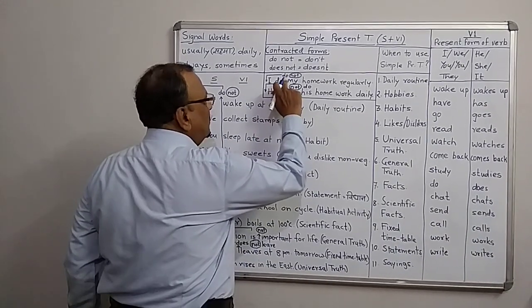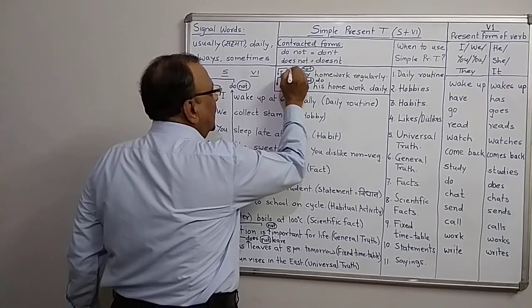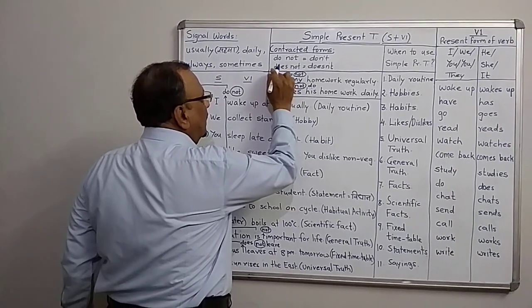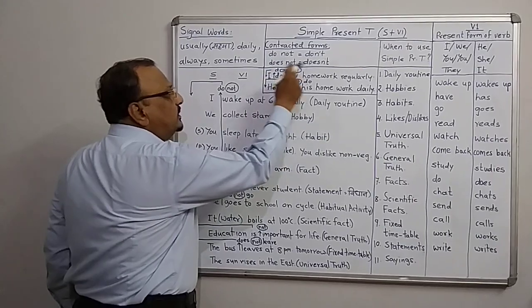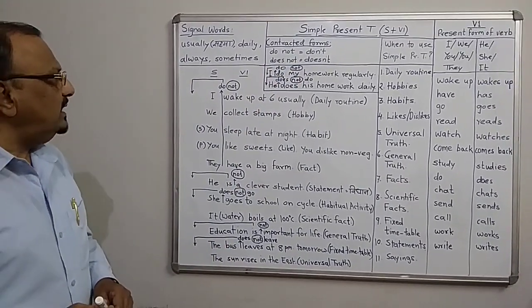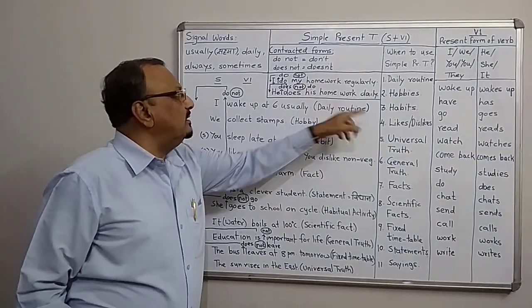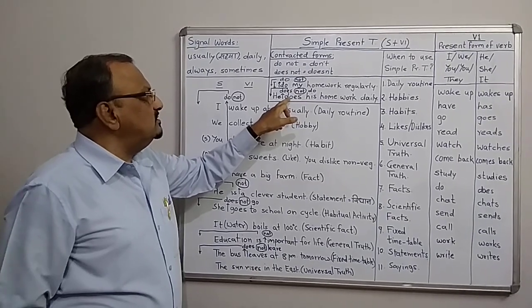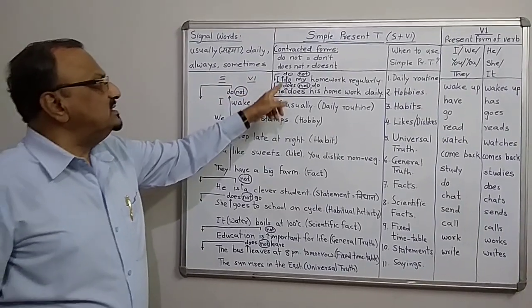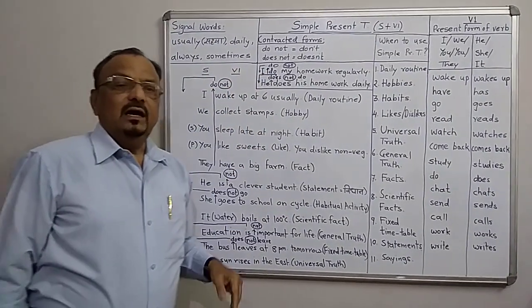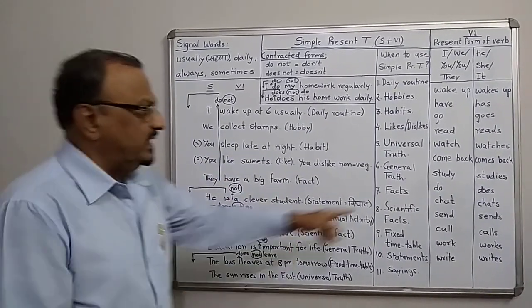Now there is a small difference. So I do not do my homework regularly. He does not do his homework regularly. Here also this does is not used after does not comes do. Okay, so these are two different examples. This do and does especially are also the V1 forms of verb to do. Okay, you can find it here, do and does.